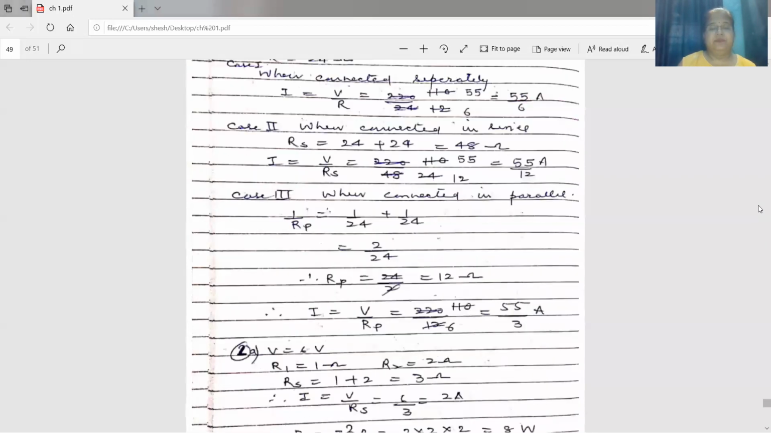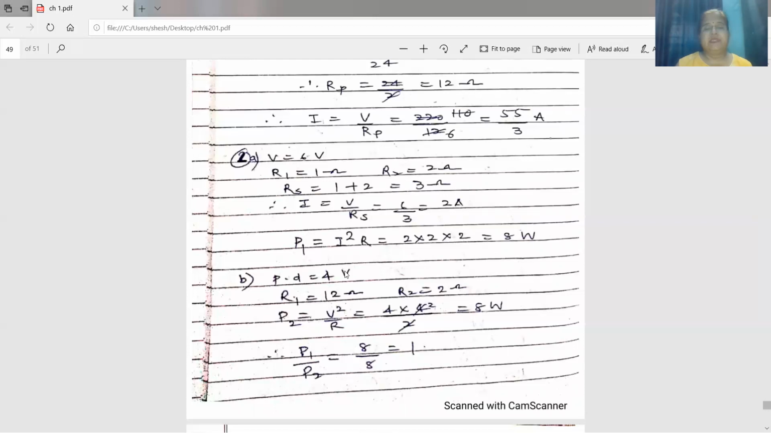See here, potential difference is 4 volt. Resistance, first one is 12 ohm and second is 2 ohm. You are asked to find out power, let it be P2. P2 equals V square by R. V is 4, so 4 into 4 divided by R2, that is 2 here, you are getting 8 watt. When you find the ratio of the two, you will get 8 by 8, that is 1:1.